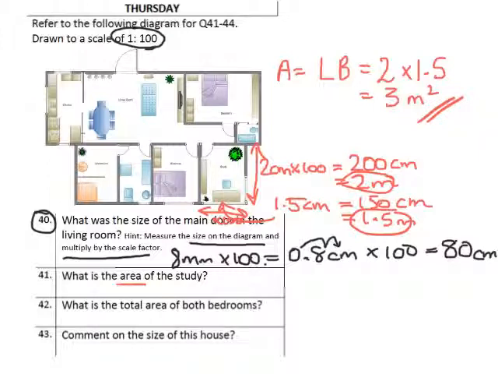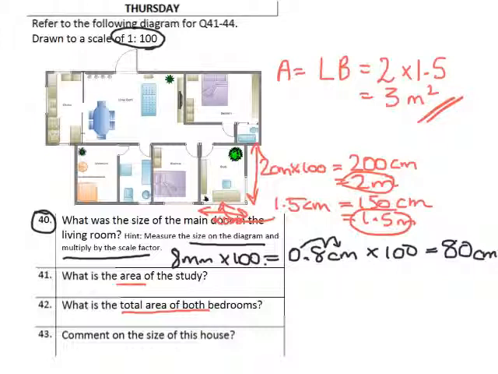The next question says, what is the total area of both bedrooms? So we're going to use the same process as above and work out the area of each bedroom, and then we're going to add them together. So I want you to go and try and do that now. Hopefully you've measured that and worked it out.